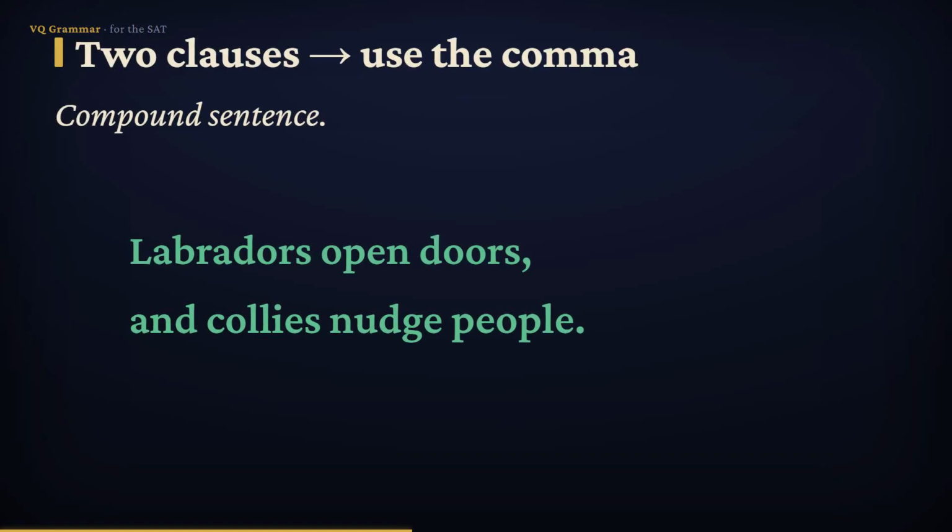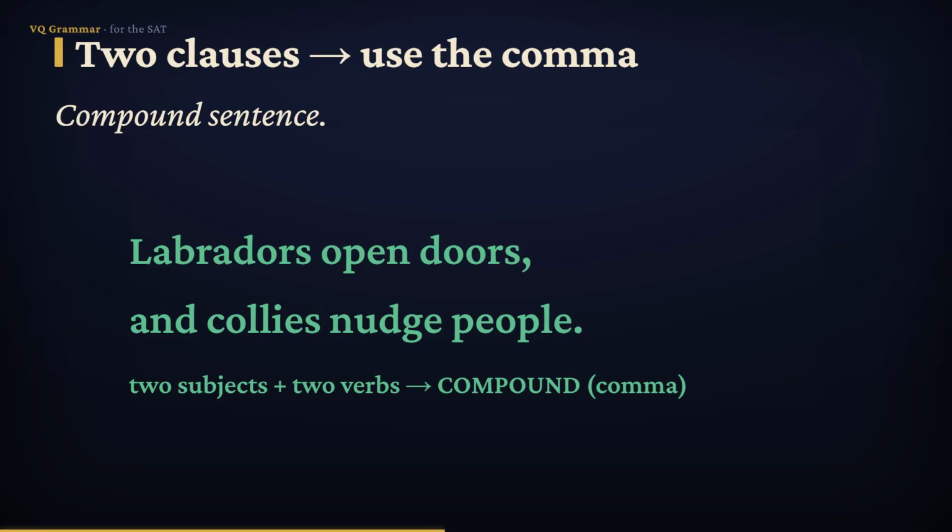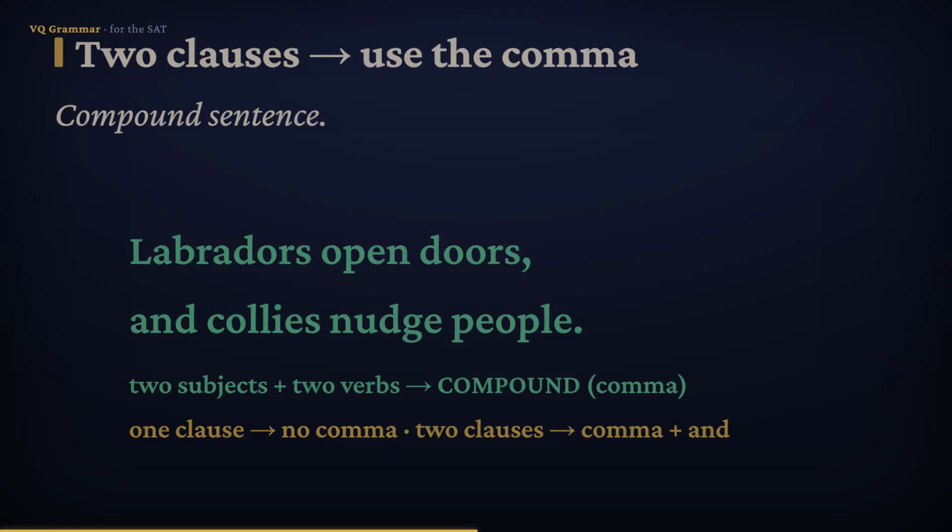But. Labradors open doors and collies nudge people. Now there are two subjects and two verbs, two complete clauses. So it's a compound sentence and you do need a comma before and. The test, as always: count the subject-verb sets. One clause, no comma. Two clauses, comma plus conjunction.